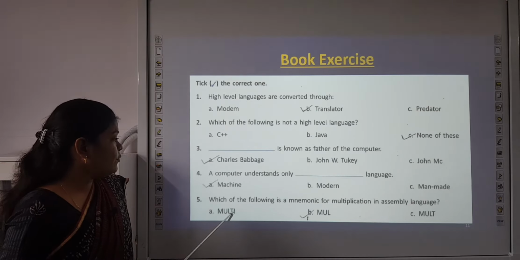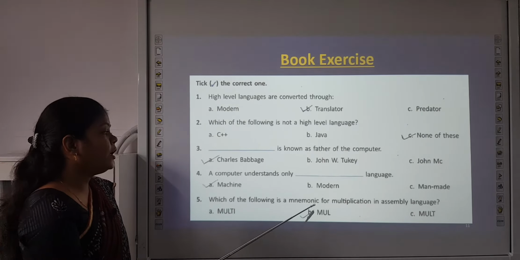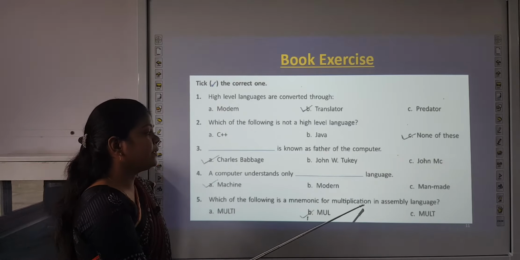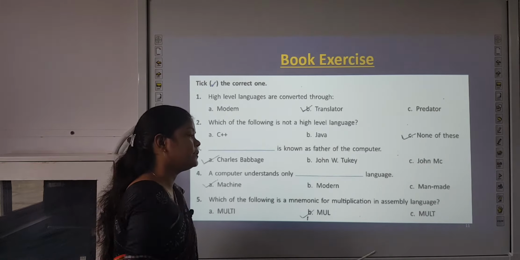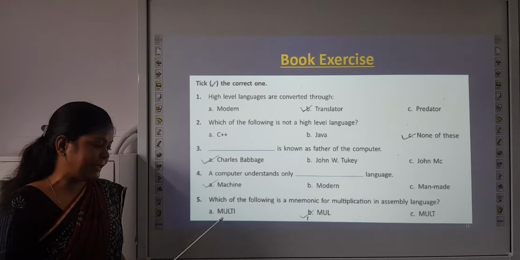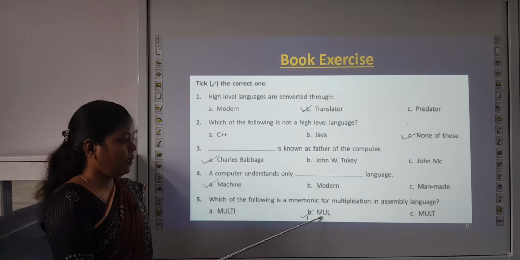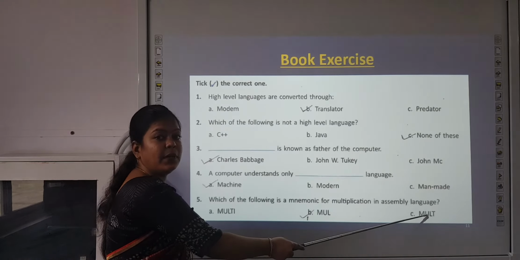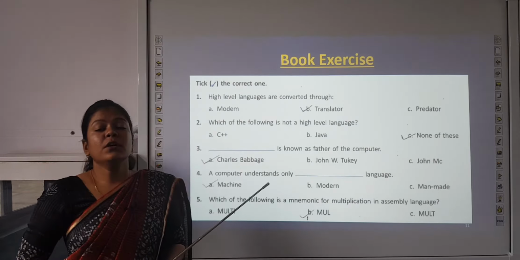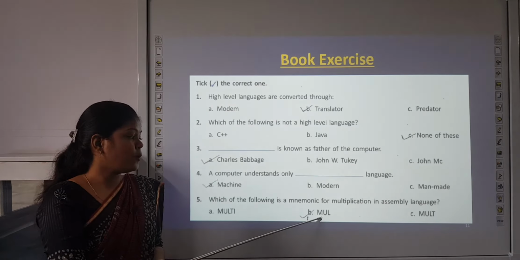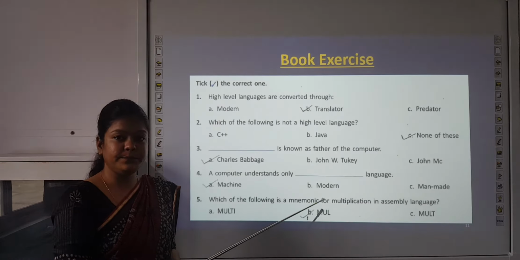Next we have, which of the following is a mnemonic for multiplication in assembly language. The options are multi, mul, and mult. We know for the multiplication we use the abbreviation or mnemonic mul. So, the correct option is B, mul.